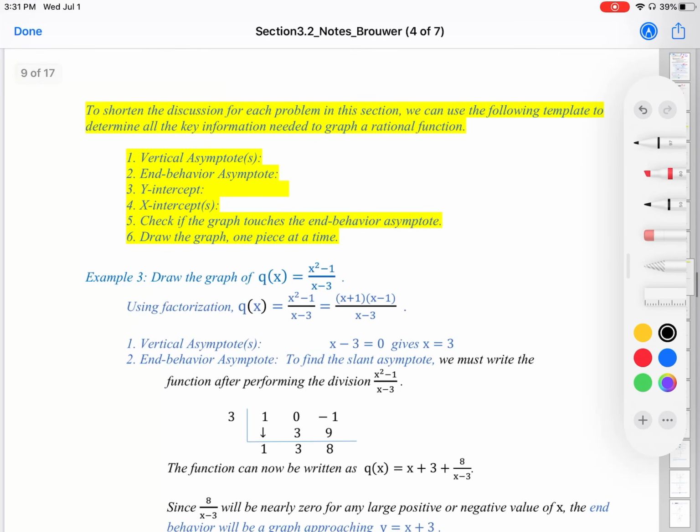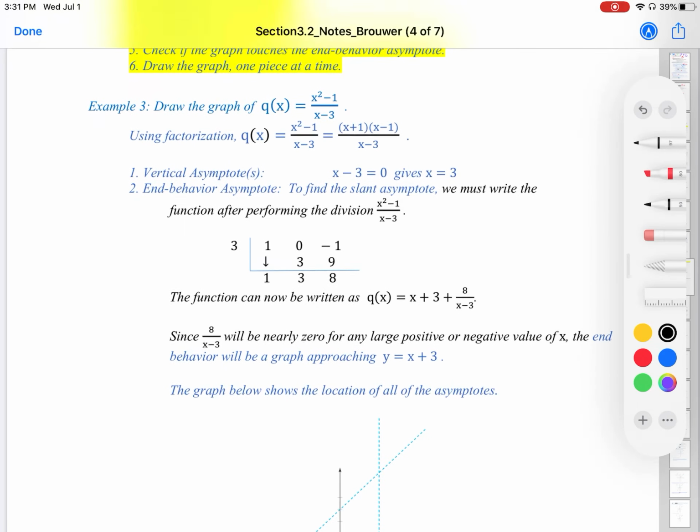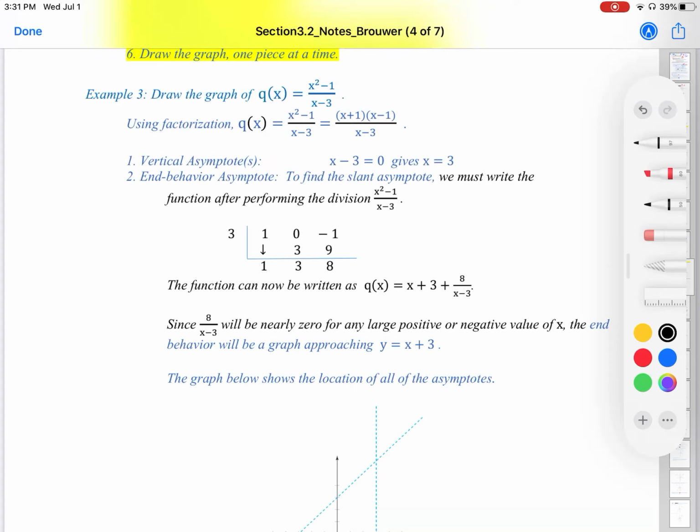To shorten the discussion for each problem in this section, we can use the following template to determine all key information needed to graph a rational function. All right, let's do example 3. Draw the graph of q of x equals x squared minus 1 divided by x minus 3.